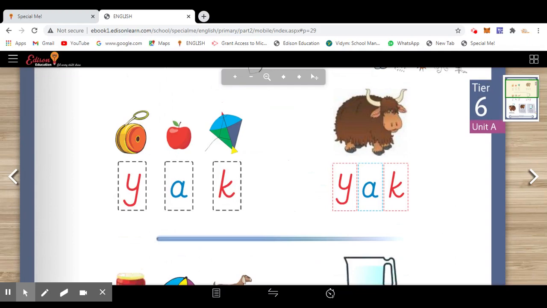What is this? This is a yo-yo, and it starts with letter Y. Now tell me, what is the phonic sound of letter Y? Come on students, think and tell. Yo. Yes, yo is the phonic sound of letter Y. Y, yo, yo-yo.